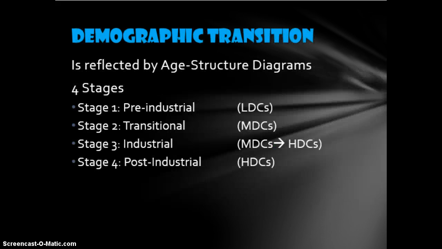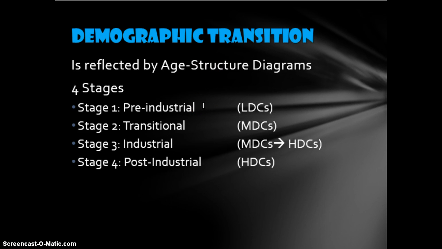So there's a pattern that goes along with this. Pretty much all countries will follow this progression through what we call a demographic transition, where they become more and more industrialized and more urbanized. And there are 4 stages to this pattern, and we can see them in these age structure diagrams also.